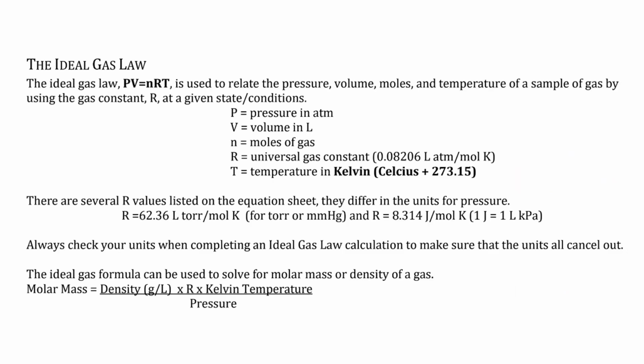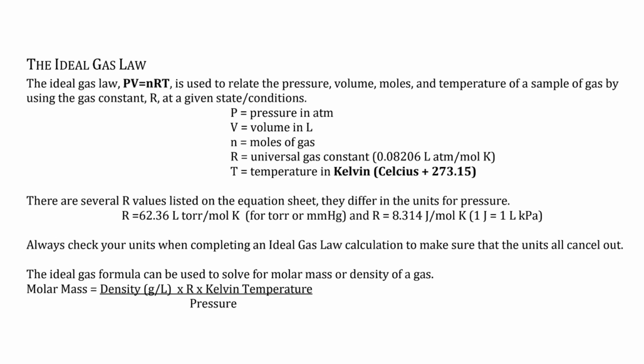The ideal gas law, PV equals nRT. It is used to relate pressure, volume, moles, and temperature of a gas by using a gas constant at a given condition. So P is pressure in atmospheres, V is volume in liters, n equals moles of gas, and the universal gas constant is 0.08206 liter atmospheres over mole Kelvin. Temperature in Kelvin is Celsius plus 273.15. You should see something similar to this on your laminated sheets.